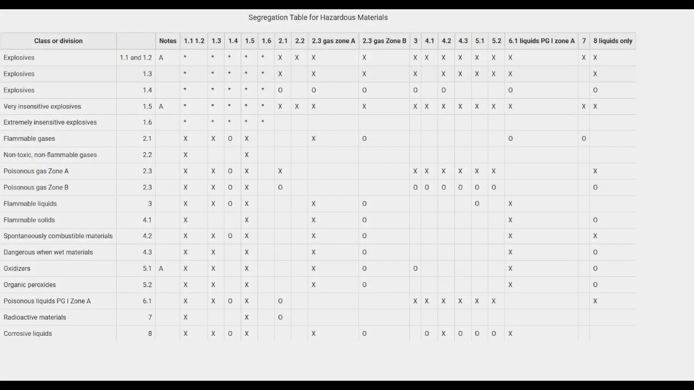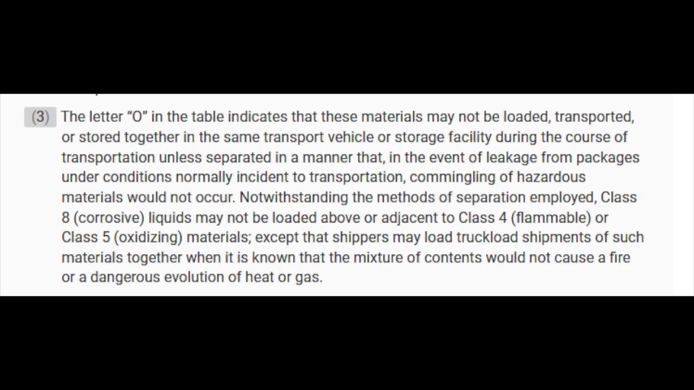All right, let's look at another one. Let's take oxidizers in class 3. So remember, find oxidizer on the left column, and then find class 3 at the top. Again, we're just looking to see where they intersect. Pause if you need a little more time. You'll find an O where they intersect. And the O means we can load them together, but they must be separated on the trailer.